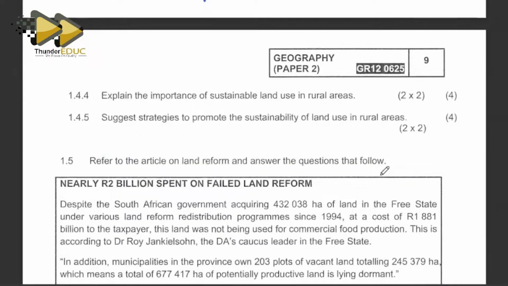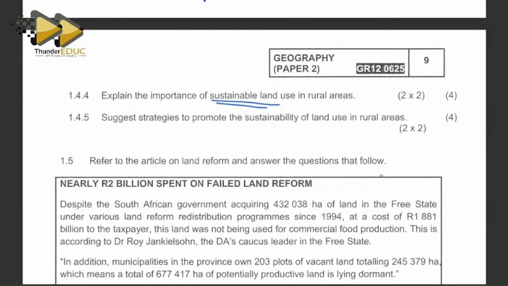Number 144, explain the importance of sustainable land use in rural areas. When you are looking at sustainable land use, we are worried about the future generations. Whatever we do with the land today must not compromise the ability of the coming generation to also benefit equally from the same land. So when we're talking of sustainability, we are worried about conservation and preservation of the available land and natural resources so that future generations also benefit the same as us who are using the land today.